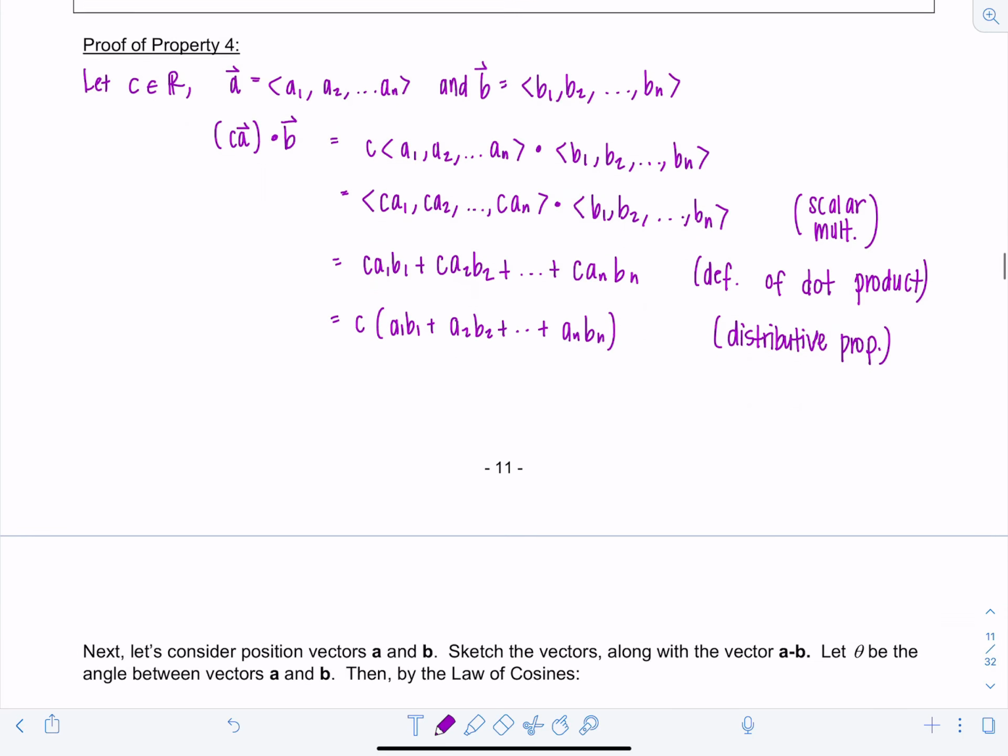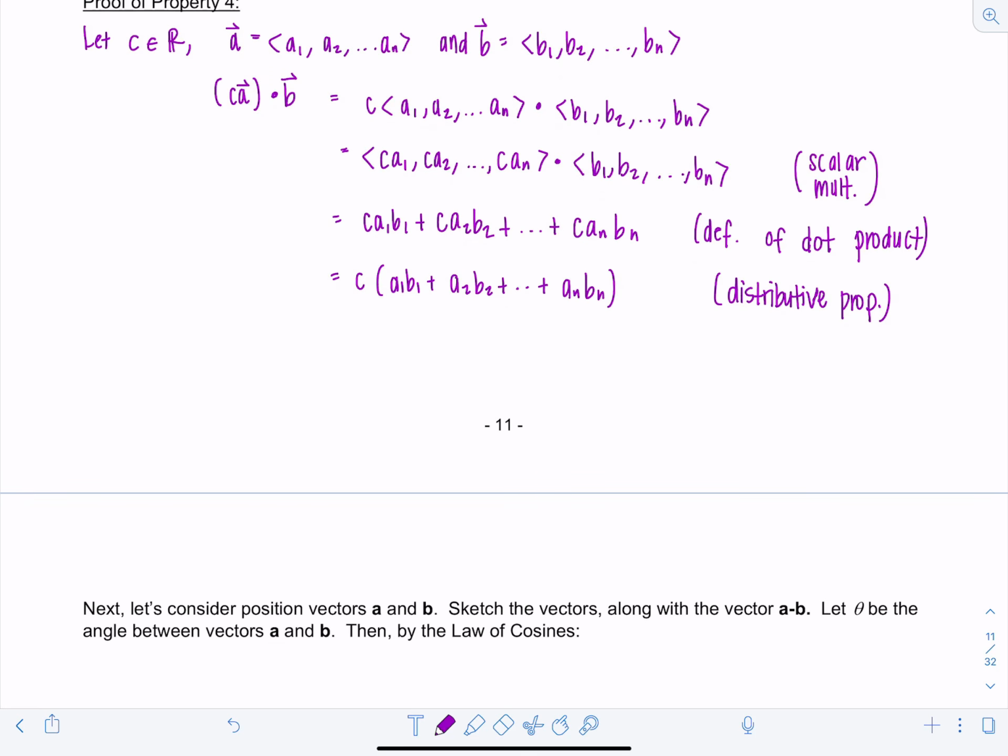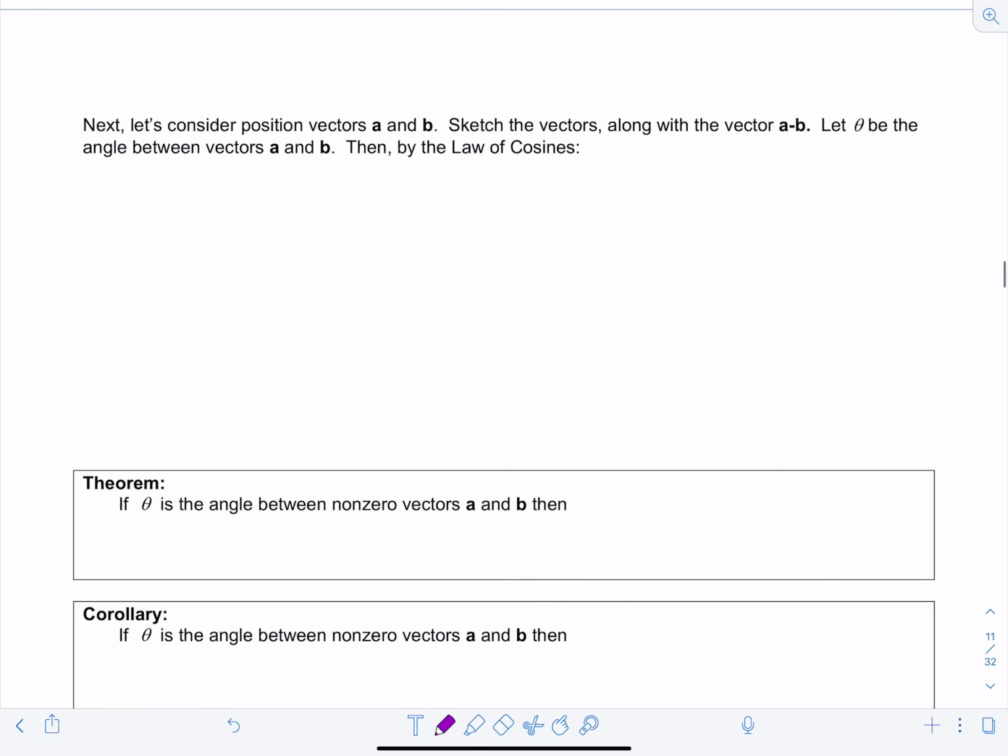And then lastly, I'm going to apply the definition of the dot product again. So I have C times vector A dotted with vector B. And that's the definition of the dot product. Okay, so take some time to make sure that you can do a proof for all of the remaining properties of the dot product. Okay, now we're going to focus on other applications of the dot product.